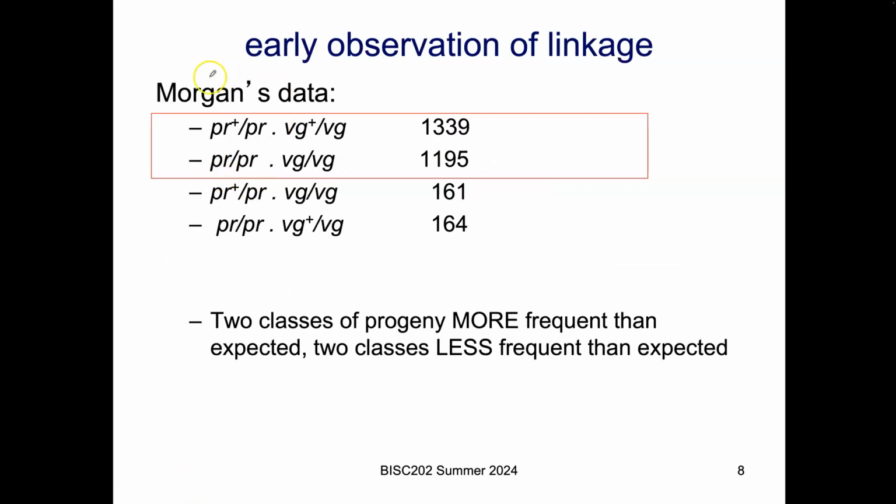Okay, so these are the data that Morgan, probably not him, but one of his grad students, would have generated. So wild type for both traits, 1,339. Mutant for both, almost 1,200. But then wild type for the eye color but mutant for the wings, 161, way fewer. And then mutant for the purple but wild type for the wings, 164. So we're seeing one pair of categories that are more frequent than expected, and one pair of categories that are less frequent.